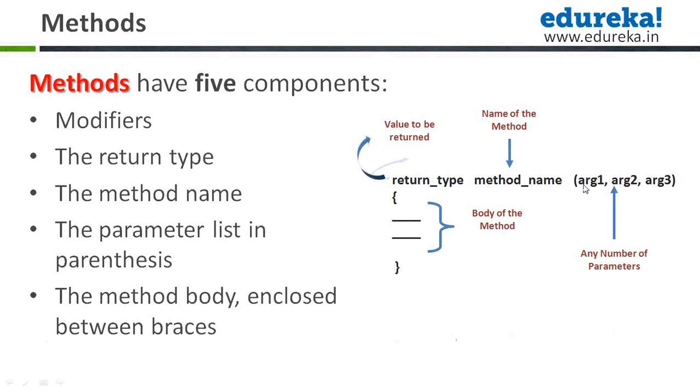Third thing is any number of parameters, like the example I took of addition method. Now for addition method, it requires two numbers to add, that is integer x and integer y. So you'll write the name of the method and you put the parenthesis, you'll write integer x comma integer y.